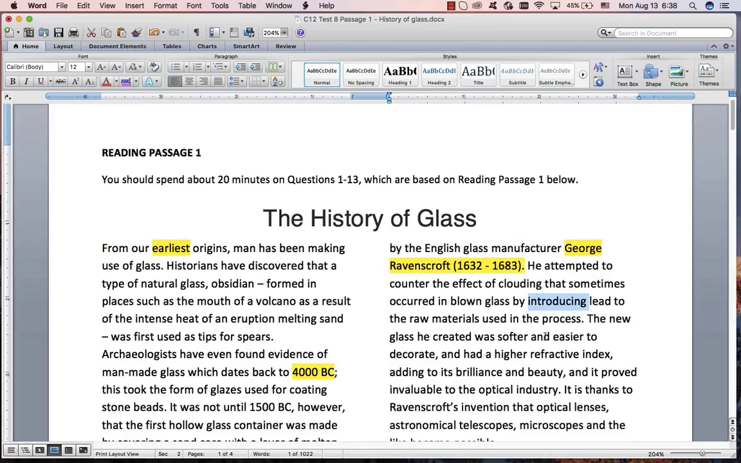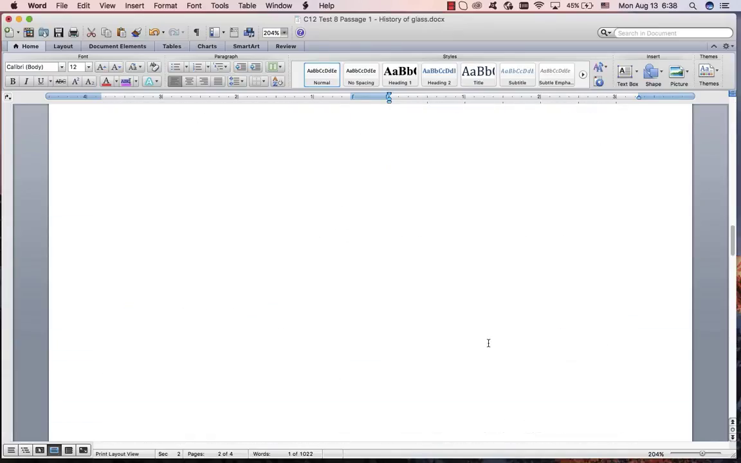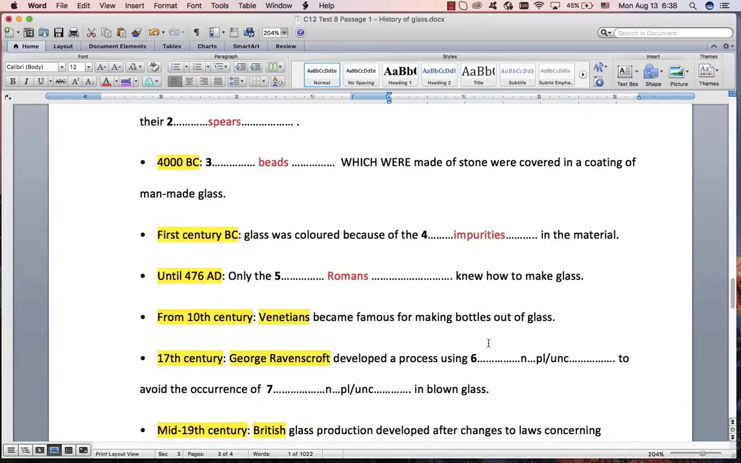Using, introducing, it's close enough. So what did he introduce? Lead. What is lead? You should know all of these words. It's called elements. And it's things like hydrogen, helium, carbon, gold, silver, oxygen, copper. You should try and learn the most common ones of those. Learn about 20 of them. Lead is Pb. Maybe you can go and look it up.